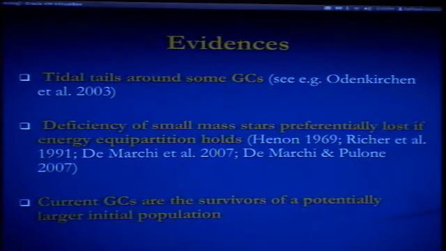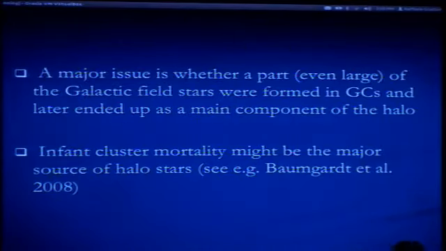Well, there are evidences that I showed in the first lecture about this mass loss. So the globular clusters are the survivors of a potentially much larger initial population. So we may ask if a major part of the galactic field halo formed in globular clusters, but then were lost. And remember that the major source is likely infant cluster mortality.